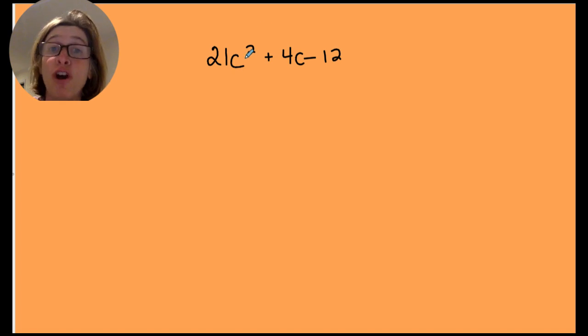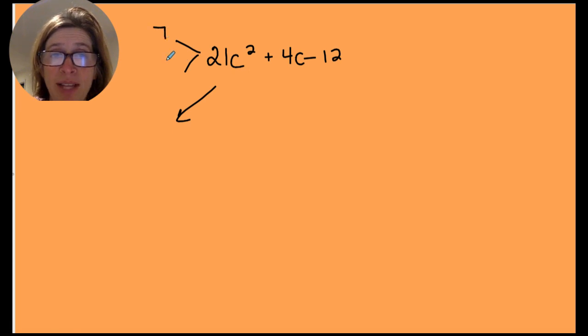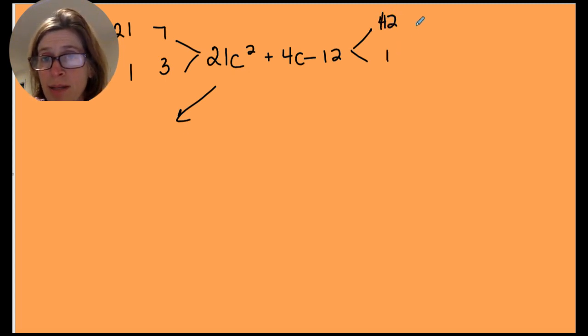Either way, I'm totally comfortable with whatever you choose. All right, here's a harder one. And here's one in which the AC method to me seems a little bit more difficult. But I'm going to use both methods. So my factors of 21 are 7 and 3 and 21 and 1. My factors of 12 are, let's see, how about 12 and 1, 6 and 2, and 4 and 3.